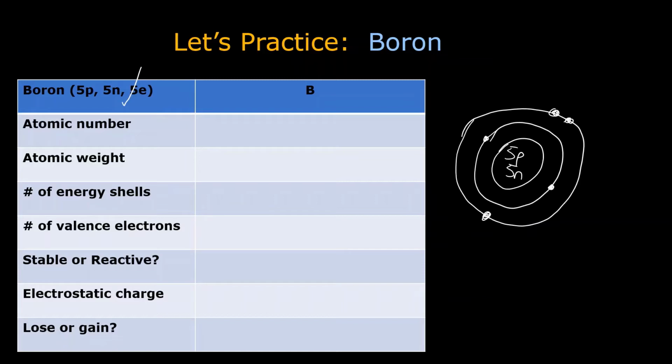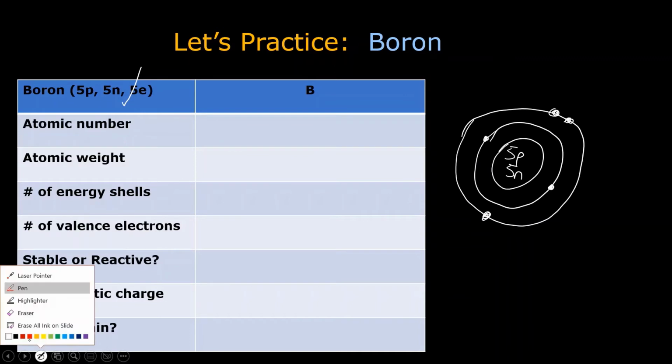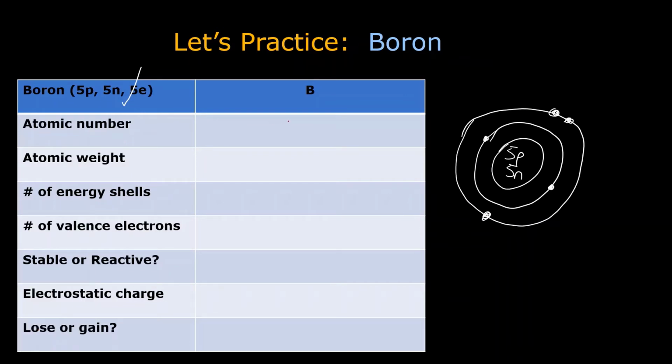Okay, there's our model. And I'm telling you, even though I've done this a million billion times, I still draw the picture of these before I try to answer the question because it just helps. Atomic number. Well, I know that's the number of protons. 5. Atomic weight. That's the weight of the nucleus, so the number of protons and neutrons together, that would be 10. Number of energy shells. We've got 2 now because we filled the first. Number of valence electrons. How many electrons in the outer shell? 3. Which, remember, is less than 4.